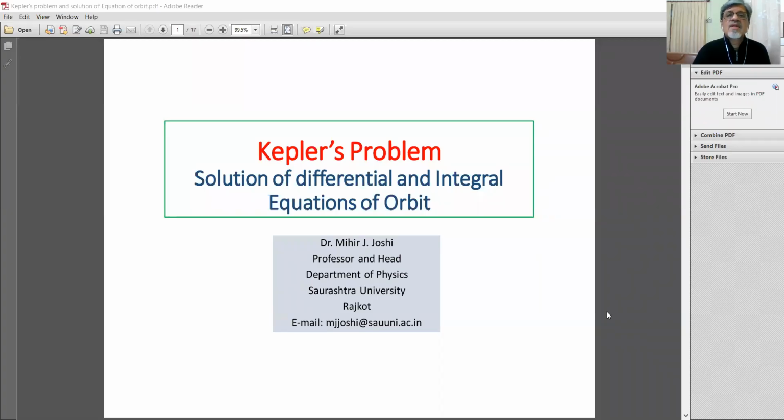In our earlier lectures, we derived the differential equation of orbit and the integral equation of orbit. But in this lecture, we are going to solve these two equations. One is the integral equation of orbit, another is the differential equation of orbit. So today's title of the lecture is Kepler's problem, solution of differential and integral equations of orbit.